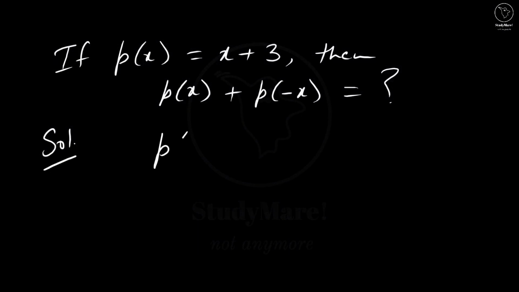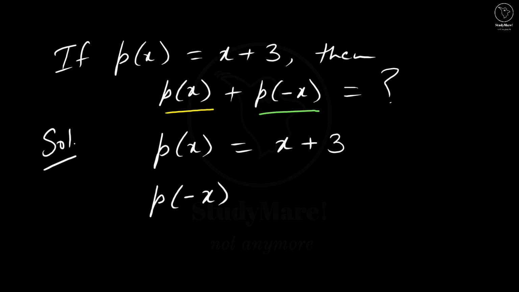See, we have p(x) is equal to x plus 3. So, we already have this. What about p(minus x)? Quite simple. You see, we have x here. When it is x, we will change it to minus x. So this becomes minus x plus 3. You can also take it as instead of x, we have taken minus x.